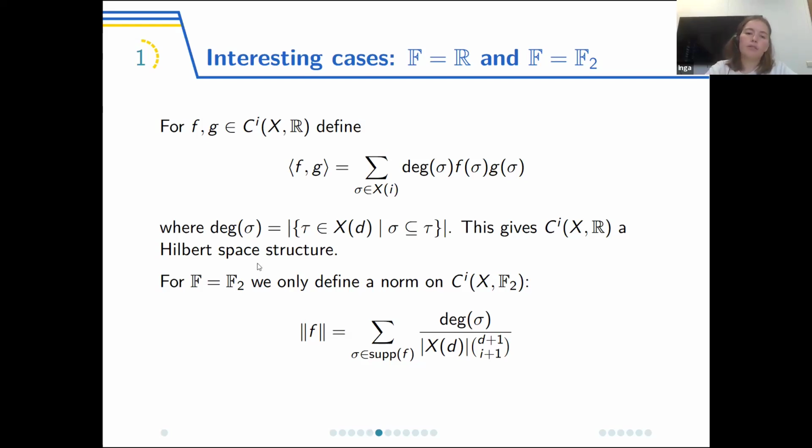The second case I want to look at is over F2. In that case, we can only define a norm on our cochains. We do that by summing over all faces that are in the support of f, so that get mapped to 1 by f. And we weigh this by the degree of the face, and then normalize by the number of all maximal dimensional faces and this binomial coefficient.